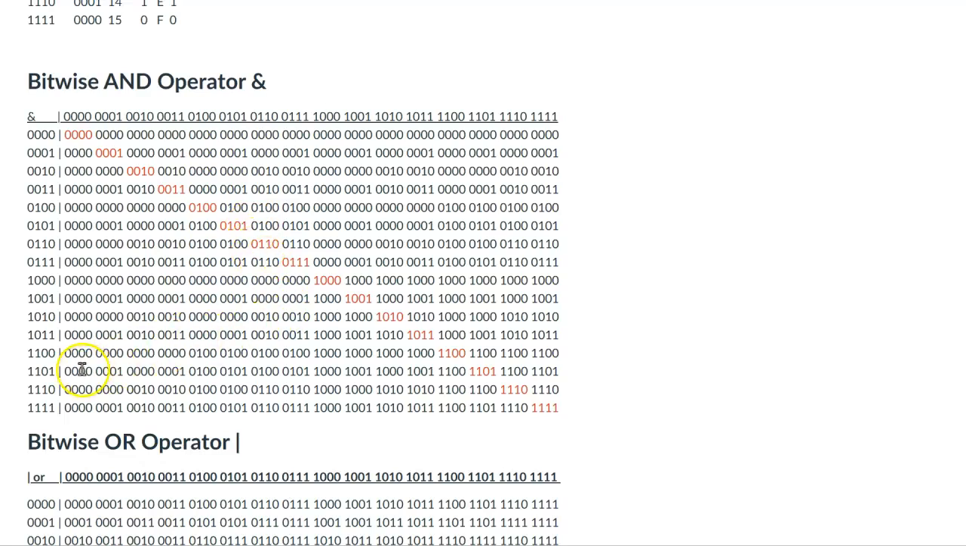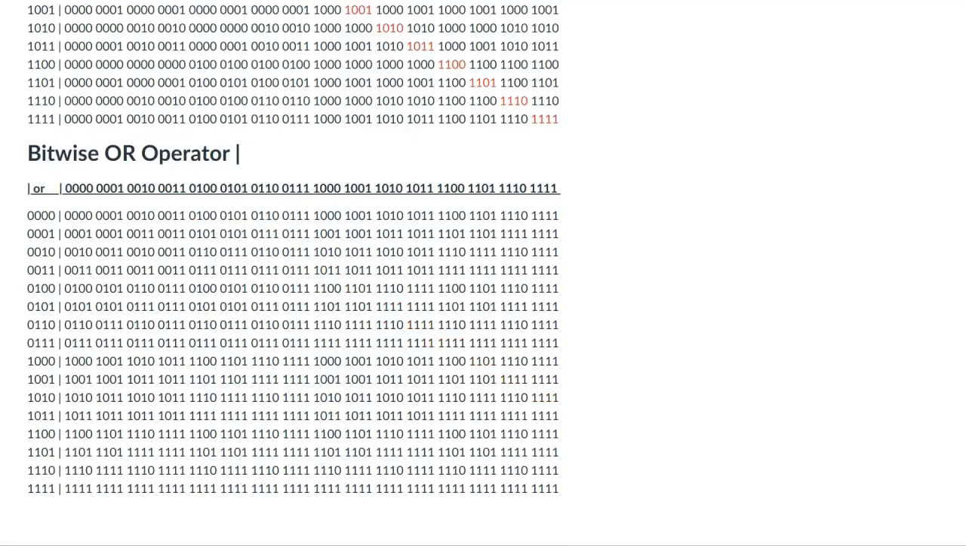And you can see that right here, 1, 1, 0, 0, and here we AND it with 1, 0, 0, 1, and we get a 1, and all the rest are zeros. We do it bit by bit.